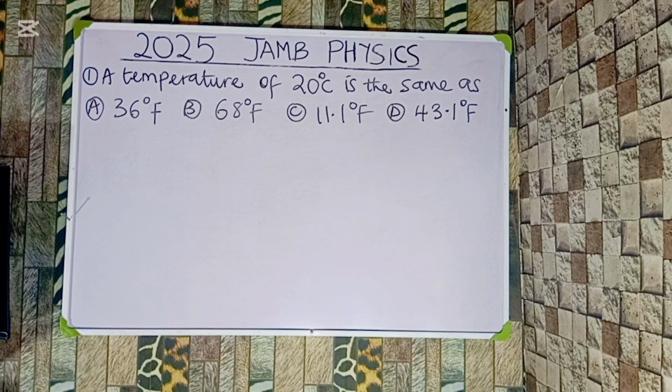A temperature of 20 degrees Celsius is the same as what? We have option A to be 36 degrees Fahrenheit, option B 68 degrees Fahrenheit, option C 11.1 degrees Fahrenheit, and option D 43.1 degrees Fahrenheit.